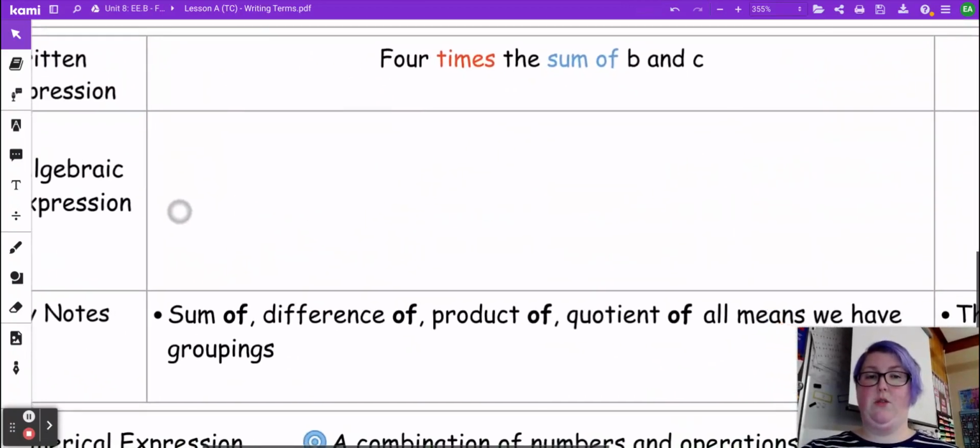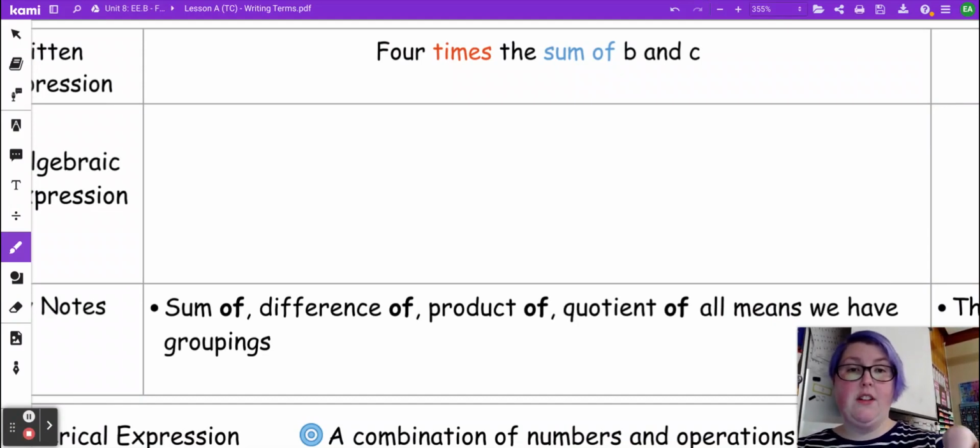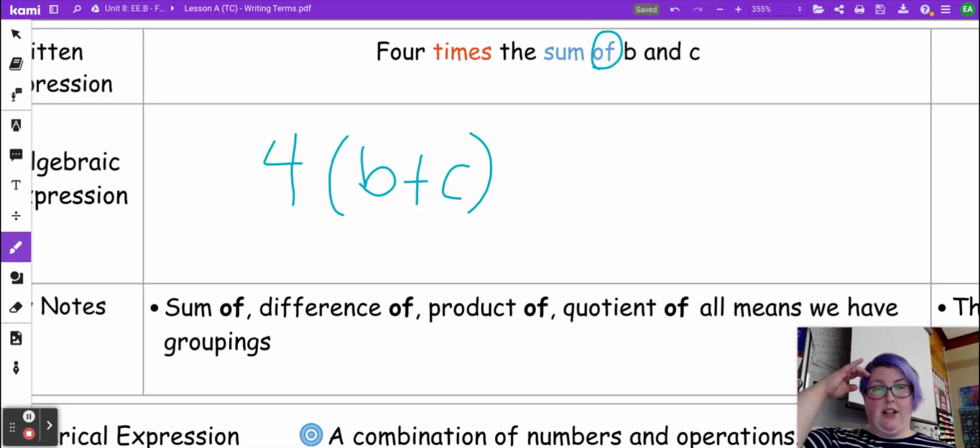All right, so let's do some slightly more difficult ones. Those 3 were pretty basic. So now we have 4 times the sum of B and C. So the sum of, difference of, product of, if you see the word of, that is a grouping because we have 4 and then we're going to multiply it by the sum, the addition of B and C. So of, you're going to say, oh, that's a grouping. That's its own thing because we want 4 times whatever that number is. It's not 4 times B or 4 times C. It's 4 times B plus C.